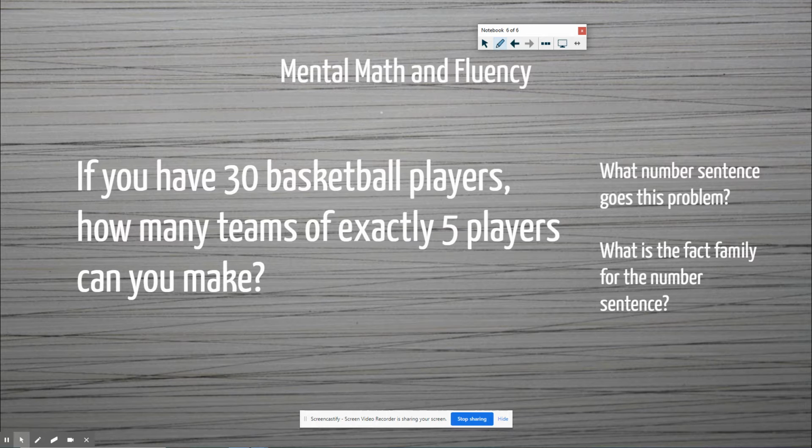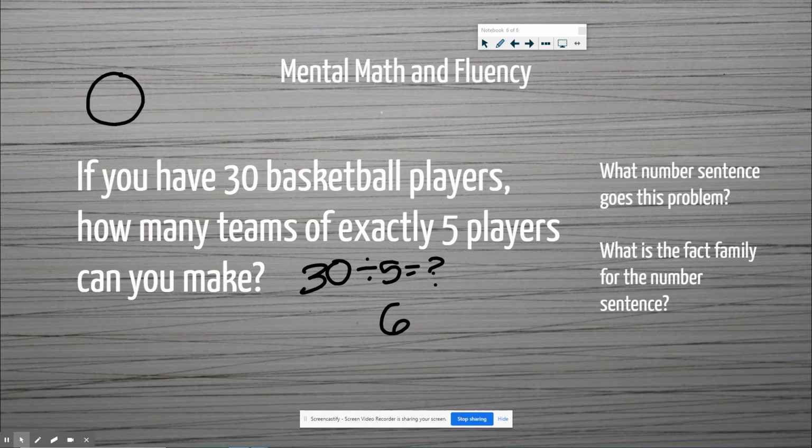So go ahead and solve for the number sentence and let me know what your number sentence is going to be. You should have said 30 divided by 5 equals a question mark, and then go ahead and solve for the number sentence. You should have said the answer is 6. 30 divided by 5 is 6.